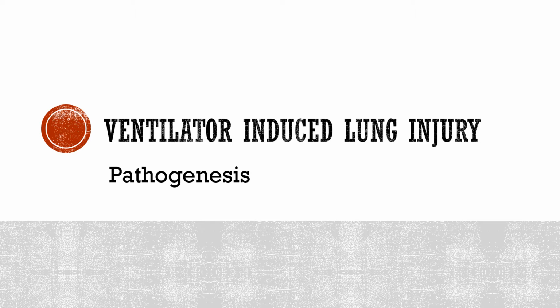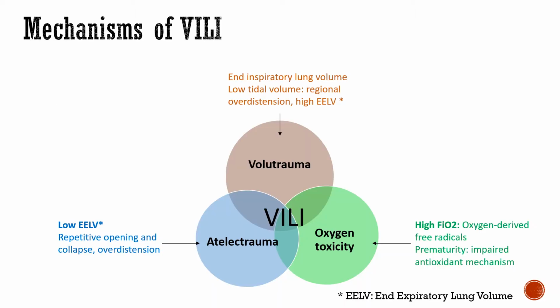Pathogenesis of ventilator-induced lung injury. There are three main driver mechanisms, including volutrauma, atelectrauma, and oxygen toxicity. Volutrauma is defined by a high-end inspiratory lung volume, most commonly seen with high tidal volumes, however, can even be seen in the presence of low tidal volumes due to regional overdistension in heterogeneous lung disease, or if superimposed on a high-end expiratory lung volume.